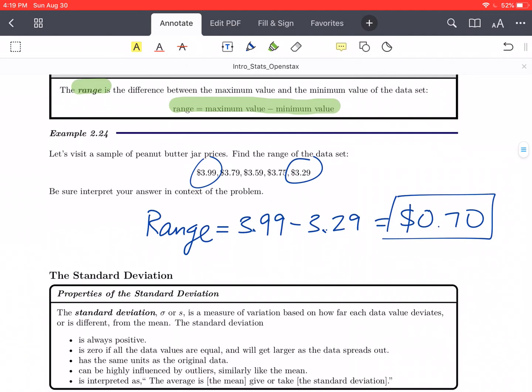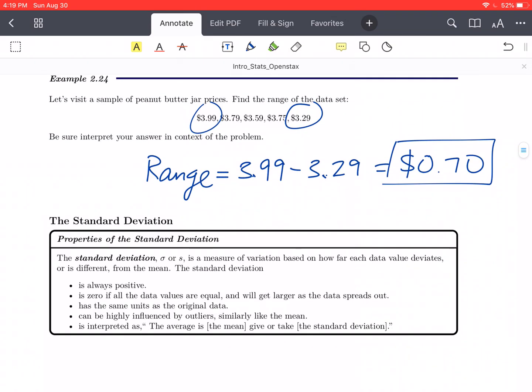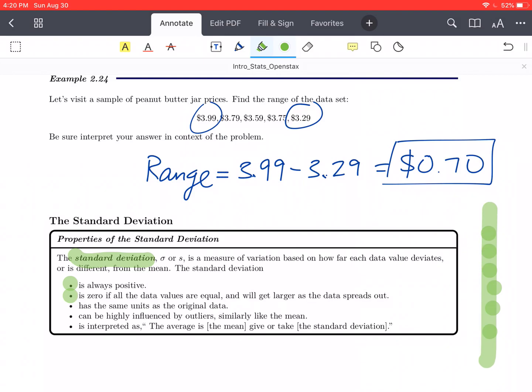Okay. Now we come to the standard deviation. So standard deviation is a measure of variation based on how far each data value deviates or is different from the mean. Okay, so we're looking at how far away data is from the mean. The standard deviation has a few properties to take note of. It's always positive. It's 0 if all the data values are equal, right? So if all the data values are exactly the same, there is no deviation. They're all exactly the same, so the standard deviation is 0.